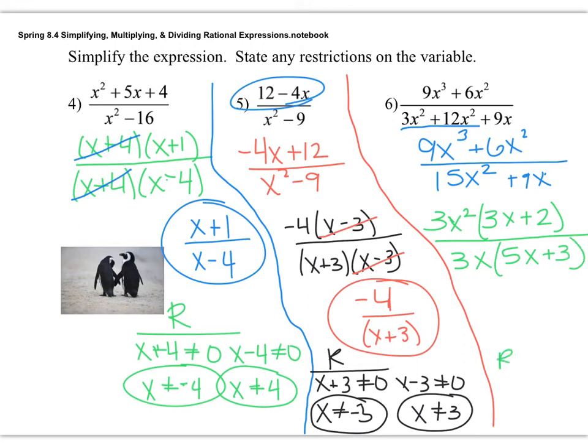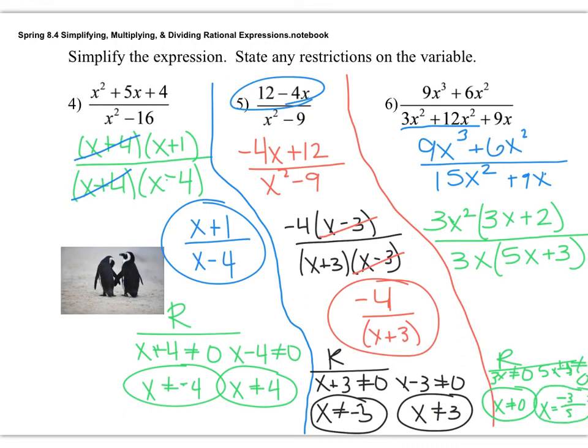Restrictions. So setting the bottoms equal to 0, or not equal to 0. So 3x cannot be 0, and 5x plus 3, sorry, my board doesn't like me to write this small, cannot be 0. So we get x cannot be 0 from the first one, and x cannot be negative 3/5 for that second one.